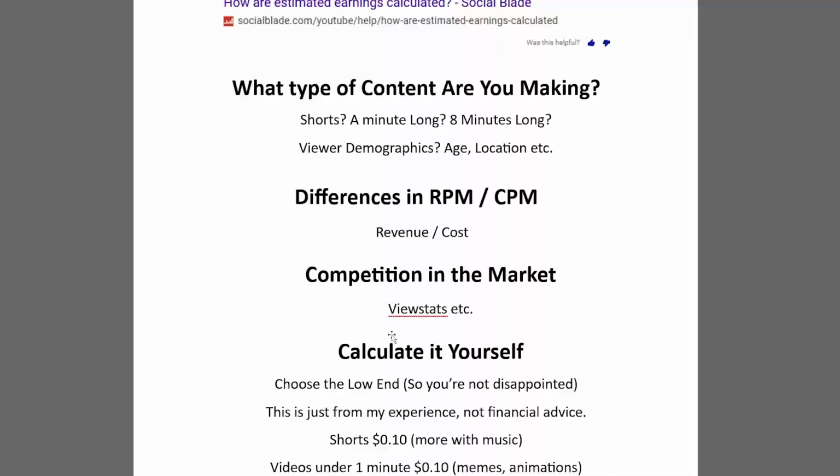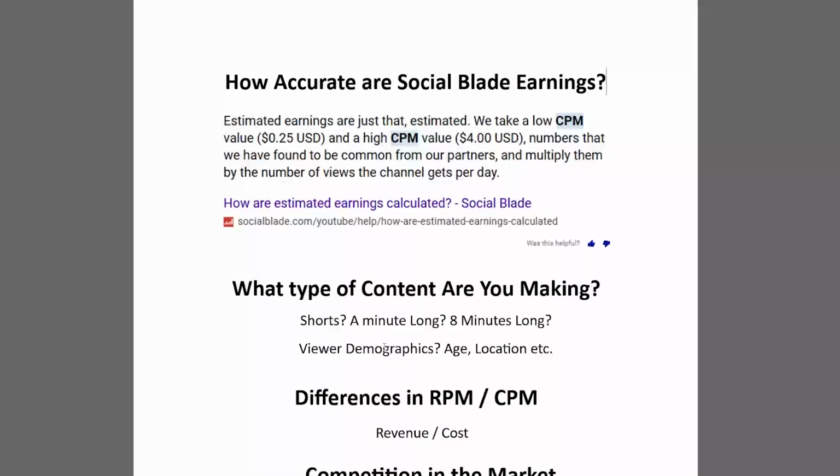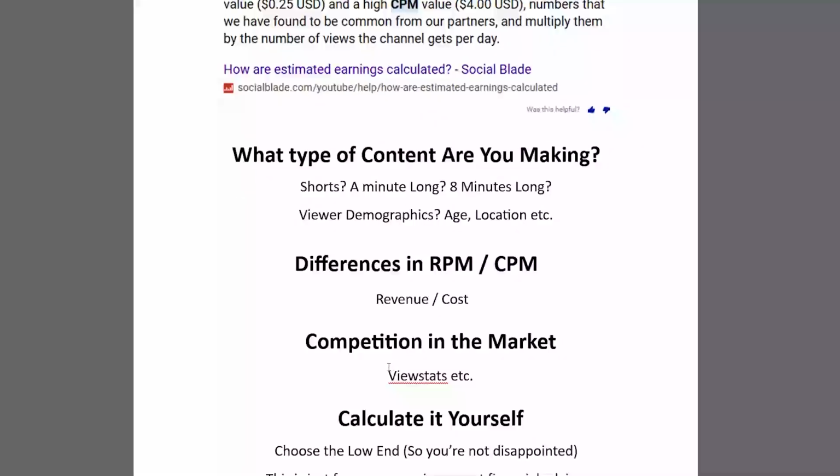Plus, there's competition in the market. Social Blade isn't the only tracker website anymore. There's much better options out there. Of course, not all of them are free. Most of them are paid. FewStats, for example, it's Mr. Beast's website.